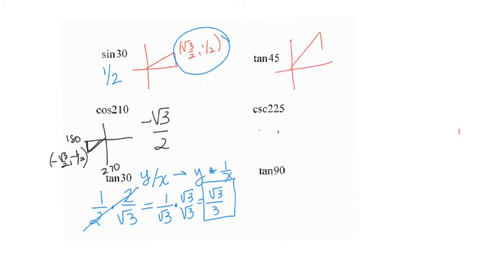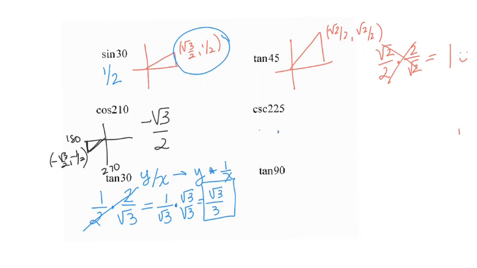Tangent of 45, well, my 45, 45, 90 triangle has square root of 2 over 2, square root of 2 over 2. So when I do tangent, I'm going to flip the second one. These cancel and I'm left with 1. Okay, so the tangent of the 45s are positive and negative ones, so that's awesome.